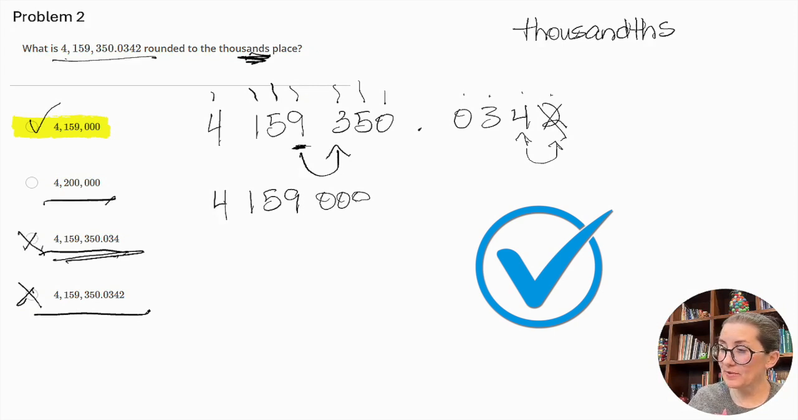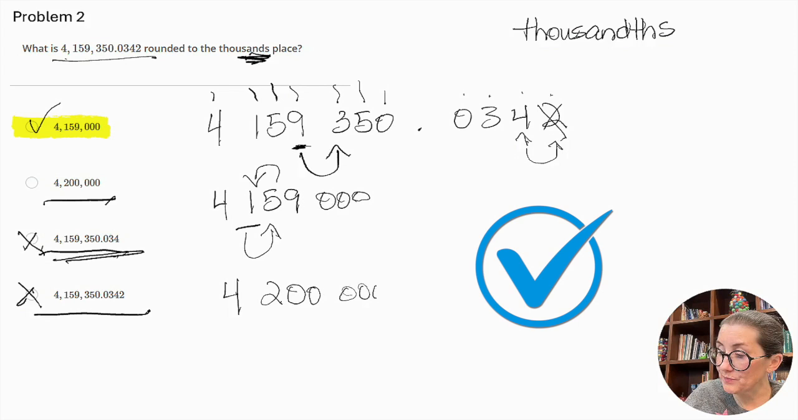How did they get this number? That would be asking to round to the hundred thousands place. And we'd look to the right. Is that number 5 or greater? And in this case, the answer would be yes. So that means this number has to increase by 1. And we would have 4,200,000. But in this case, the answer is 4,159,000.